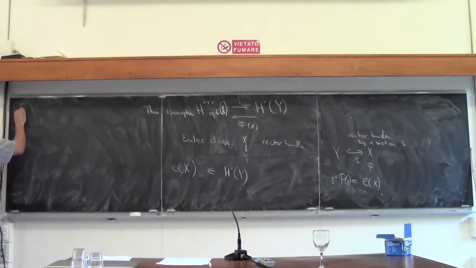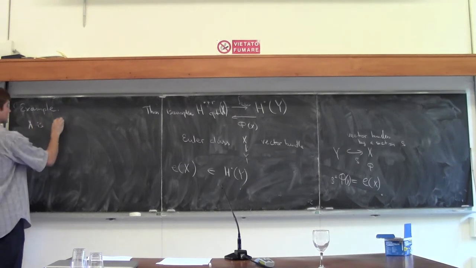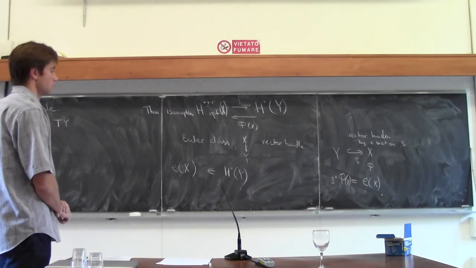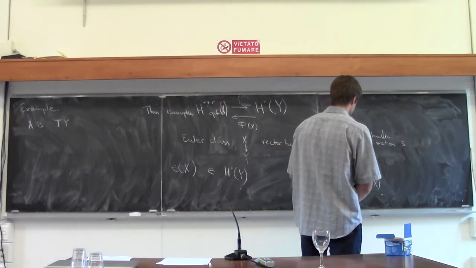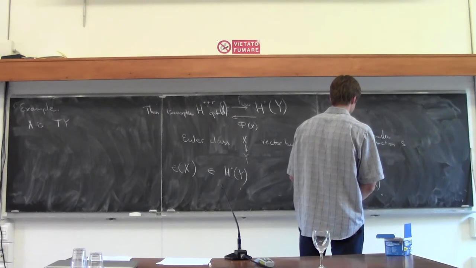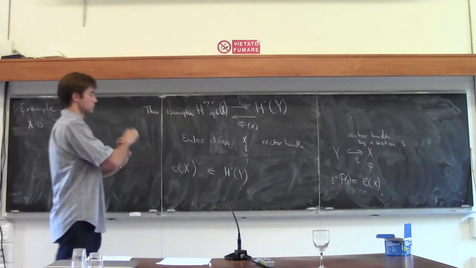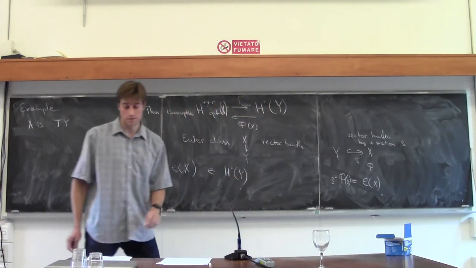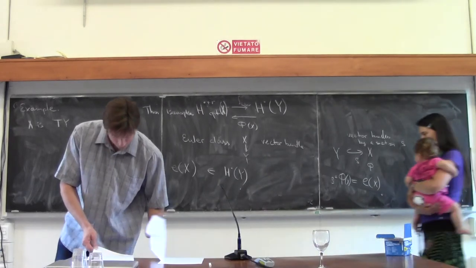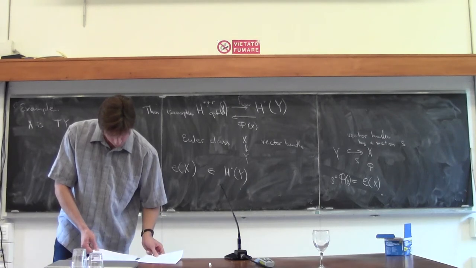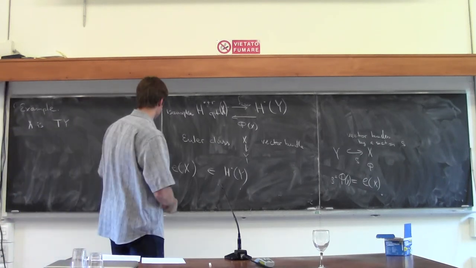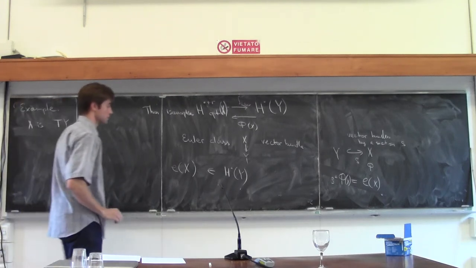Let me give you an example. So suppose that the vector bundle X is the tangent bundle to the manifold Y. Well, before I give this example, I'll give it later. Let me at this point explain what this example I want to illustrate is.